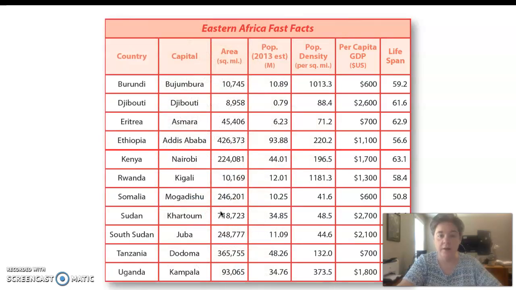Okay, so here are the facts about these different countries we're going to be looking at. You can see there's a lot of them. Notice the lifespan is considerably shorter than what it would be here in America. 50 years in Somalia. Somalia is a country torn by civil war. Very, very difficult to live there. 56 in Ethiopia, which is actually one of the more advanced countries. Kenya is probably the most advanced.